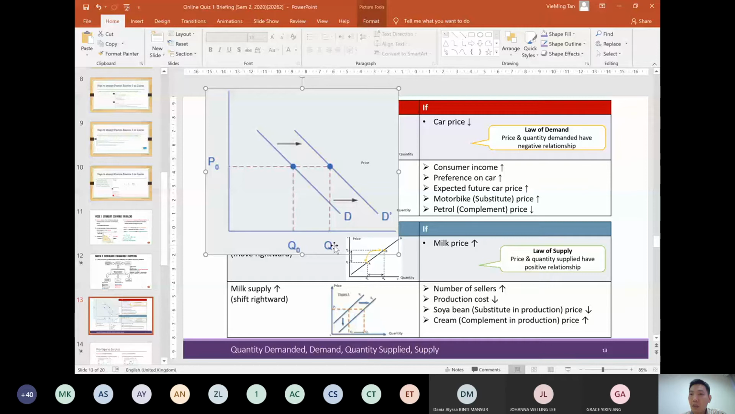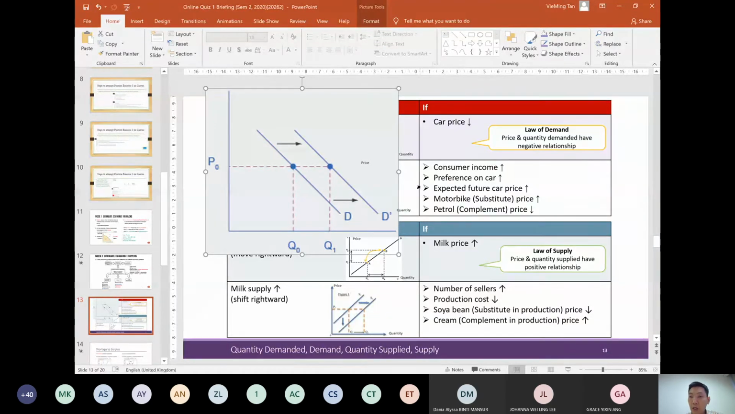The factors can be when the consumer income increasing. Okay, because when people have more income, then the purchasing power will increase. So then people will have more money to buy car. So this will increase the demand for car from Q0, even though the price of the car is still the same. So consumer income will shift the demand curve for car to the right hand side. Any other factors?